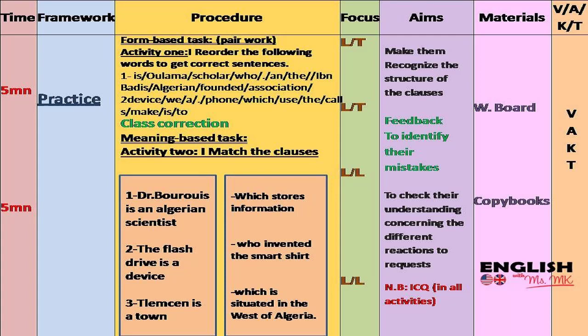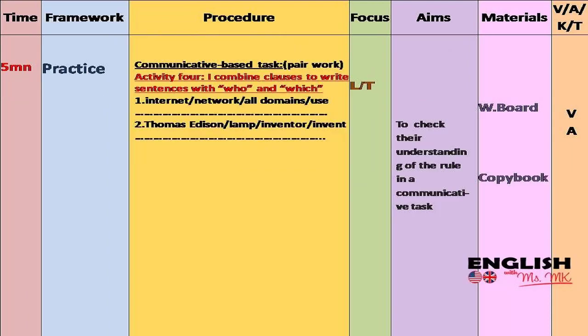What is meaning-based? It means they have to understand in order to match. They cannot match just like that. They have to understand. So here, I am going to match the left column to the right column. I move now to the third activity. Here, we're going to notice that we have activity 2 and then activity 4. In between, you can introduce the rule if you wish. I think it's not necessary, but if you wish, you're going to present it as an activity. You write activity 3, complete the rule.